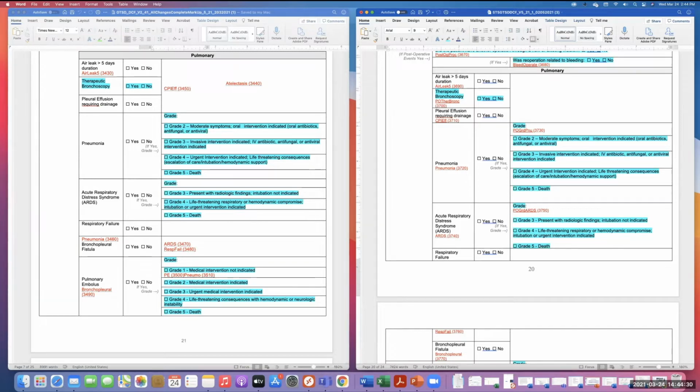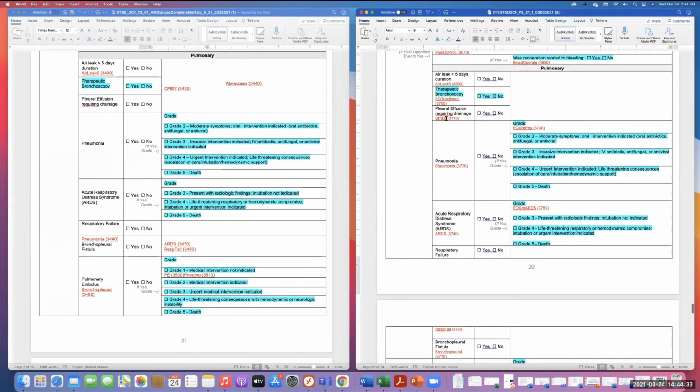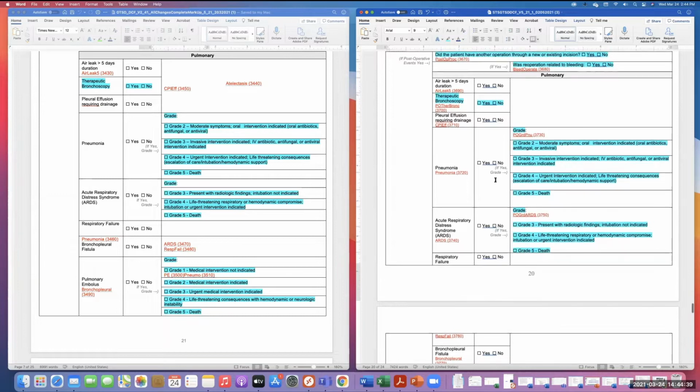Whether or not they had a pleural effusion requiring drainage, yes or no. So the first grading complication we get into is pneumonia, yes or no. And if you say yes, then we ask you for the grade. And grade 2, you can read the definitions there, but basically moderate symptoms. Grade 3, an invasive intervention was required, IV antibiotics.